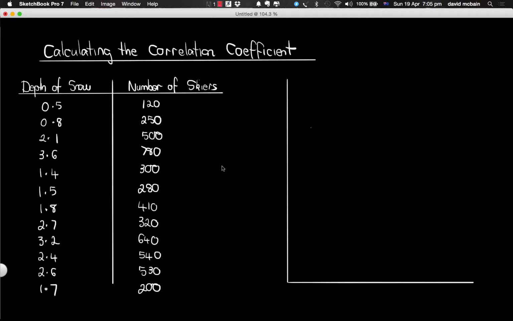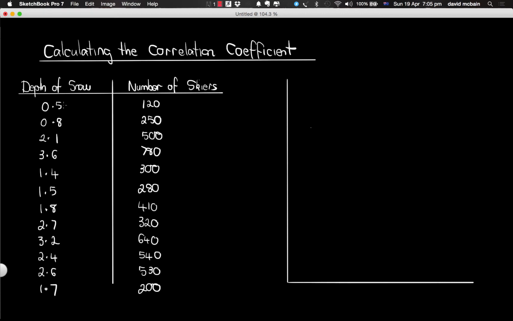Okay, in order to explain how to calculate the correlation coefficient, we're going to do an example. In fact, we're going to use the example that's in your textbook in Chapter 4, the example that refers to the depth of snow and the number of skiers. The story that goes with this is that a person who's running a ski resort wants to know if they can predict the number of skiers that would want to book in at their lodge based on how much snow has fallen that week.